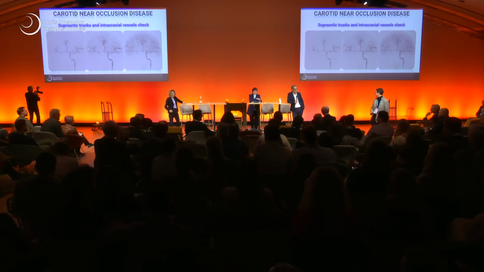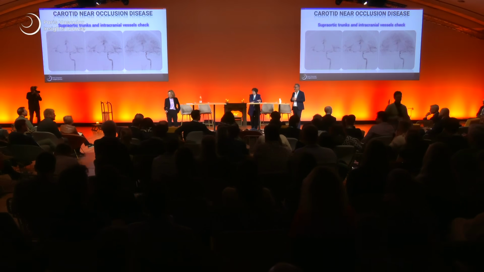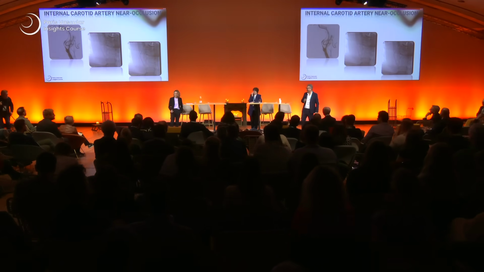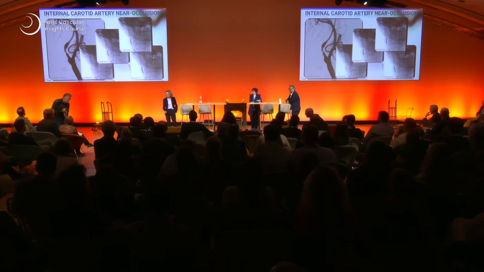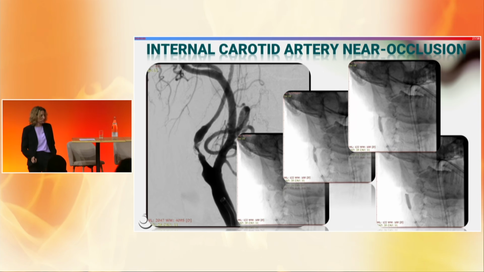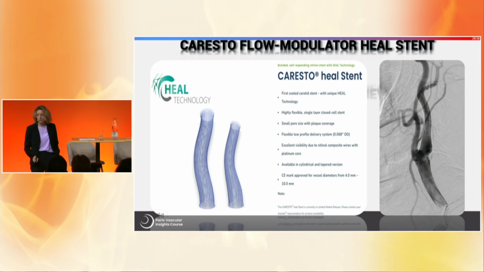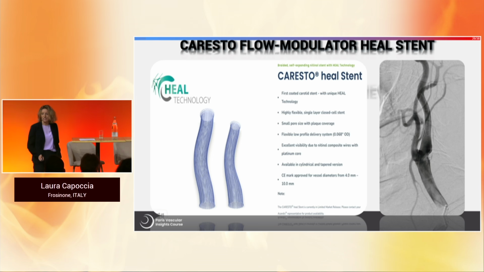Perfect. You need to do your own cooking. Okay, that's exactly what we did. We dilated the lesion with 2 different balloons. And then we chose a new concept of stent, the Carestoe Healing stent. This is a new concept of stent.